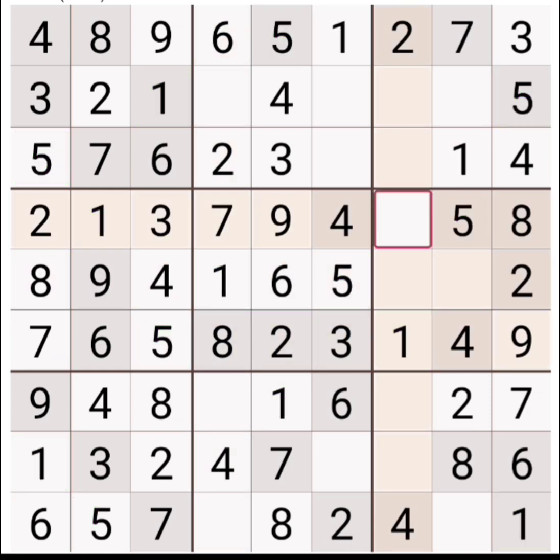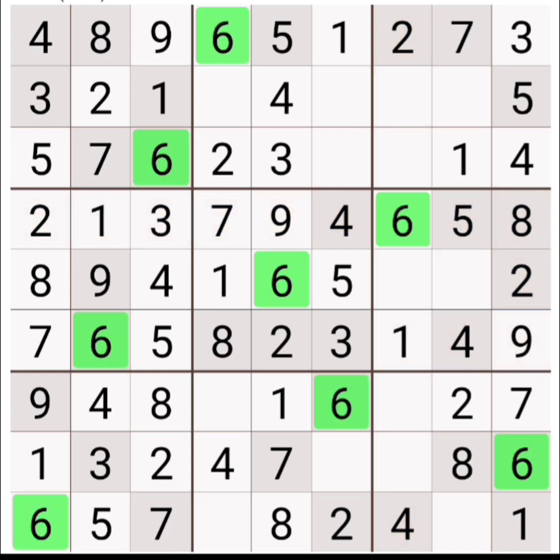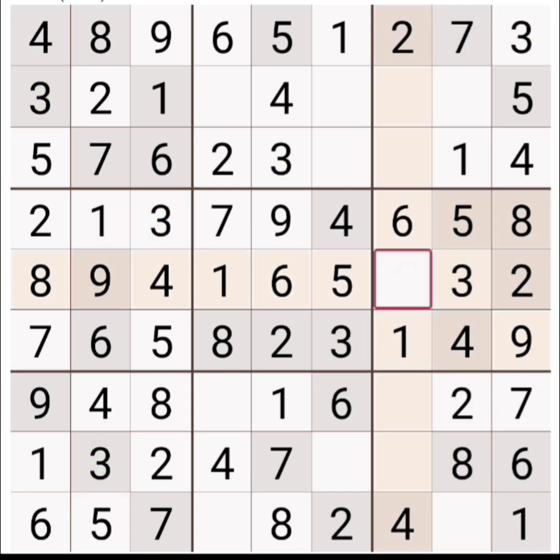Now let us complete the 4th row. 2, 1, 3, 7, 9, 4, 5, 8 are there. Only 6 number is missing. Now let us complete this box. In this box, 6, 5, 8, 2, 1, 4, 9 are there. 3 and 7 are missing. So 7 we cannot fill up here. We'll fill up this place with 3 and this with 7.